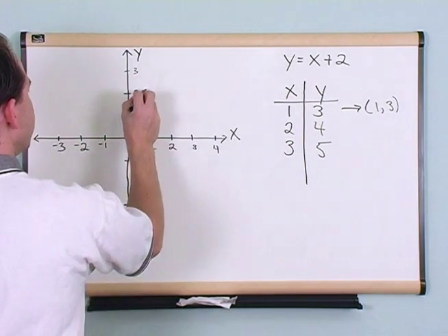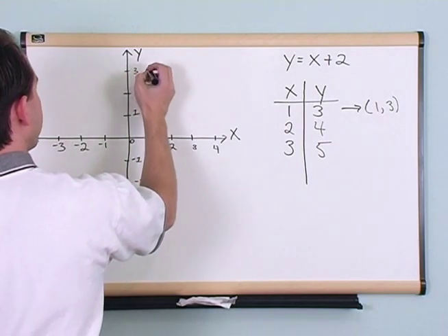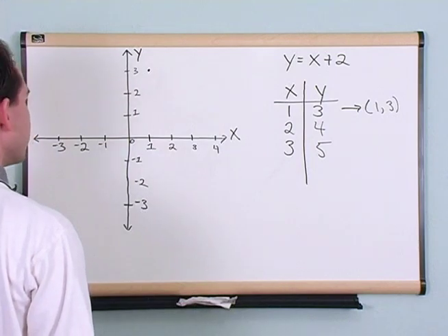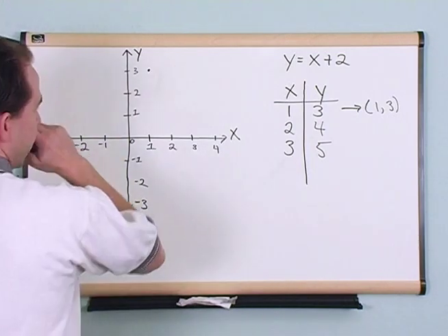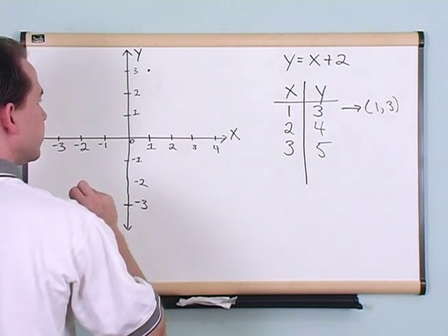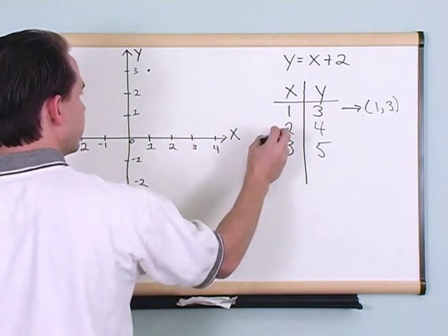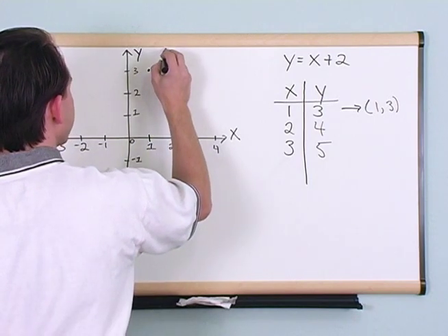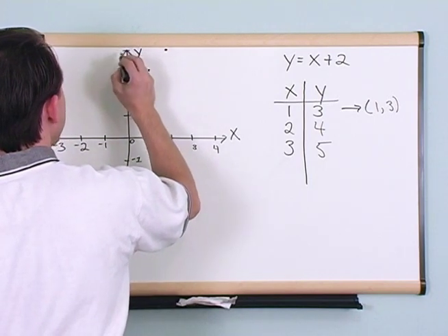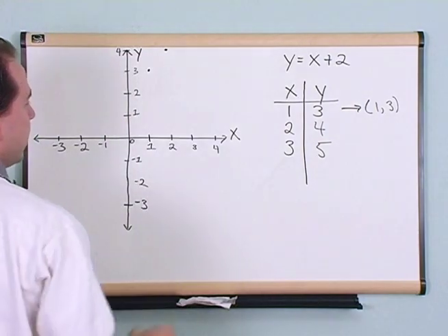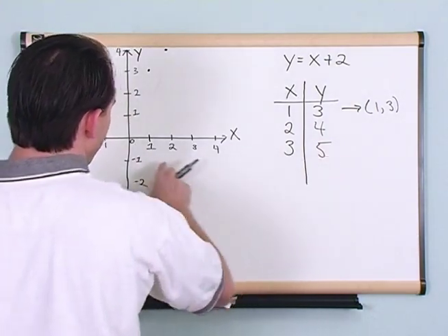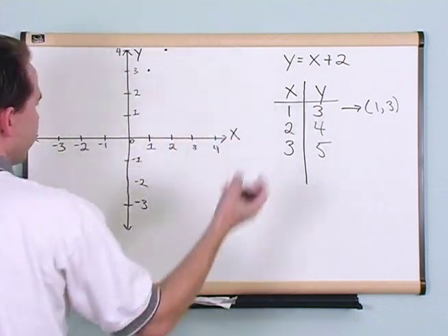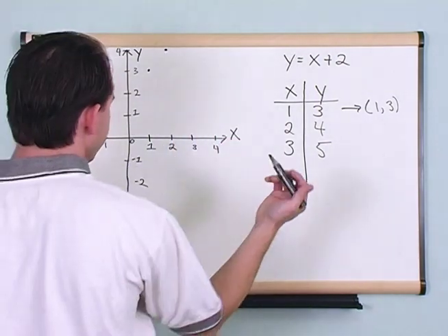1 comma 3: 1, 2, 3. Okay? And let's say we have a point 2 comma 4. 2 is x, 1, 2. 4 is going to be up here because it's kind of off the graph here. 3 comma 5 is a perfectly good point, but if you look at it, 3 is over here, 1, 2, 3, 4. Well, 5 would be just off the chart here, so we can pick another number that's convenient.